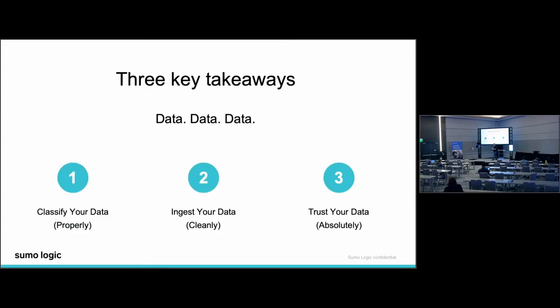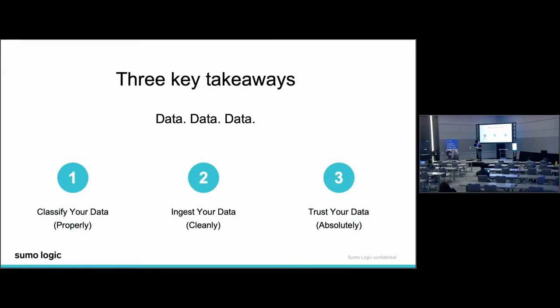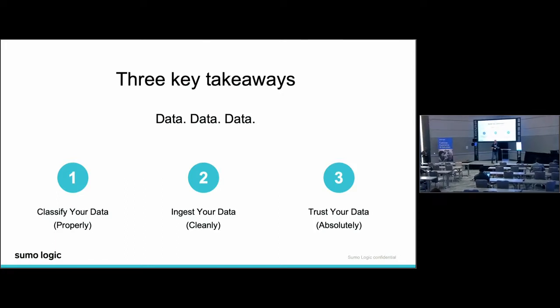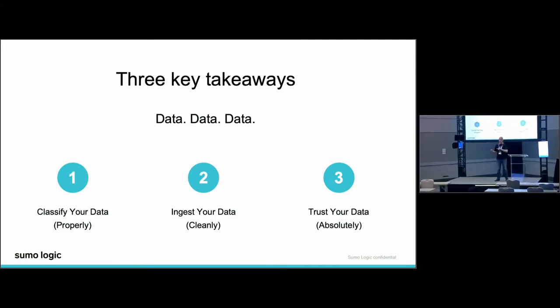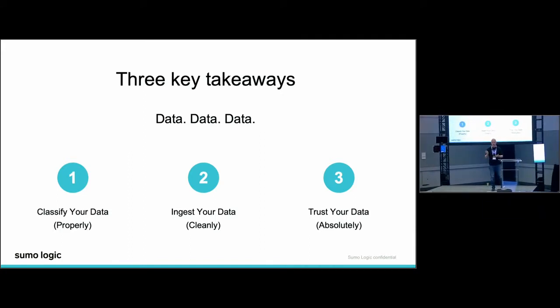So the takeaways I want for everybody here. Data, data, data. And if you know Aussies, it ends in oi, oi, oi. Number one, classify your data. Be consistent, make it usable. Number two, ingest your data cleanly. So you want to make sure that you can trust the data that's going in. I'm going to go through a little bit about the problem shortly. With clean data coming in, and with you trusting your data, you can make the right decisions based on the insights you get out of it. But let's talk about the problem.